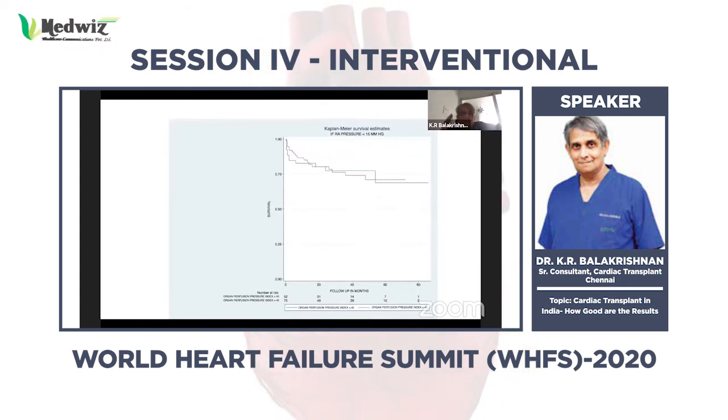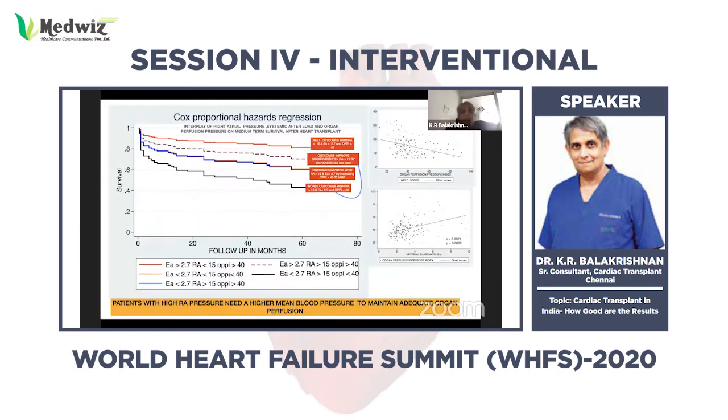Again, this is a manifestation of some type of cardiorenal syndrome. Here, the effect of RA pressure is more important, because if the RA pressure was less than 15, the effect was not seen. So finally, last 3 slides.